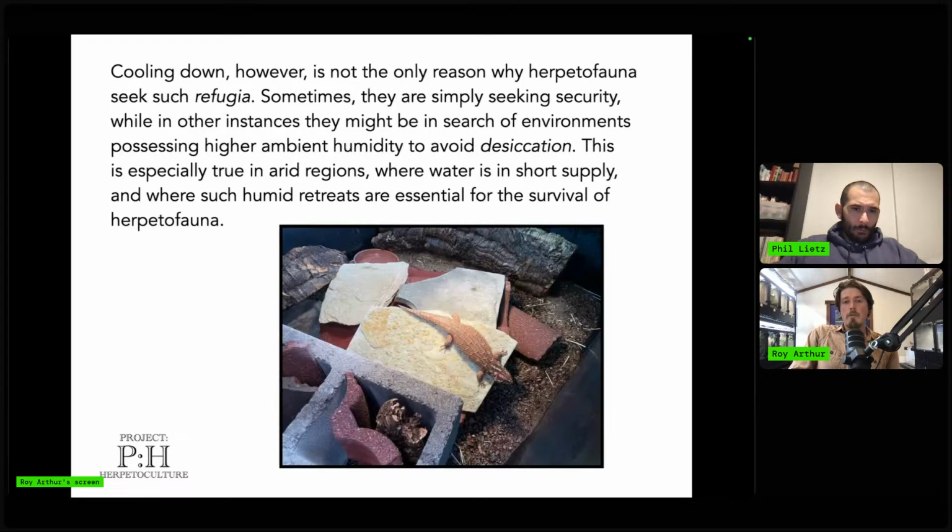So cooling down, however, is not the only reason why herpetofauna seek such refugia. Sometimes they're simply seeking security, hiding, while in other instances they might be in search of environments possessing higher ambient humidity to avoid desiccation. This is especially true in arid regions where water is in short supply and where such humid retreats are essential for the survival of herpetofauna.